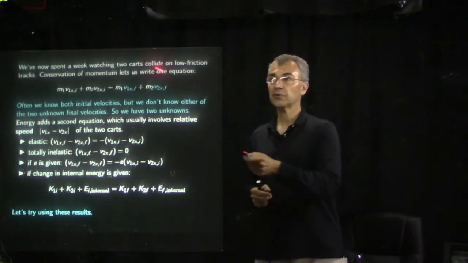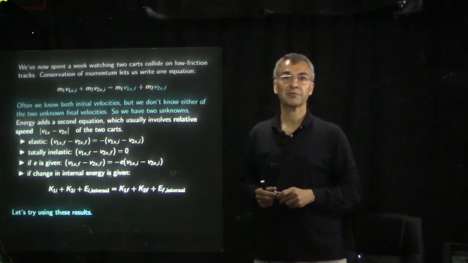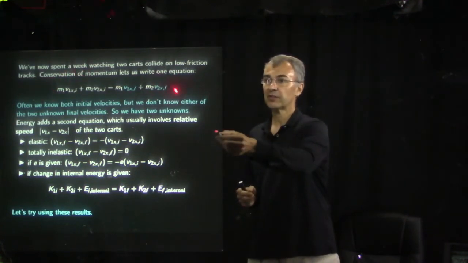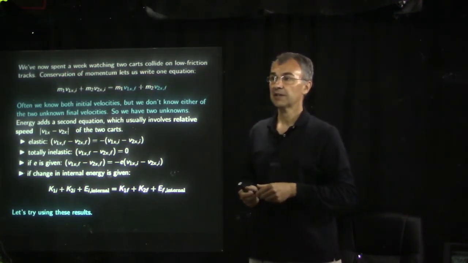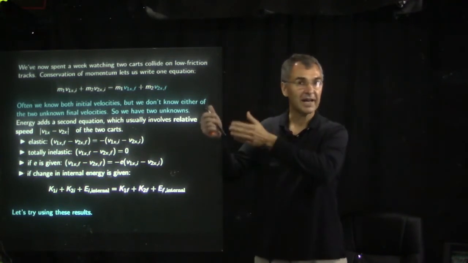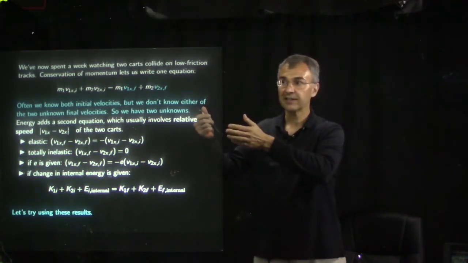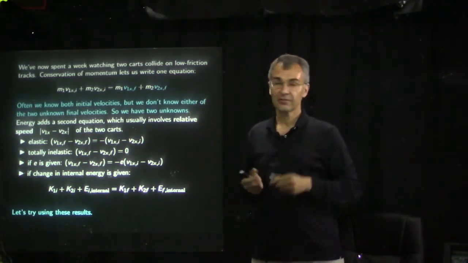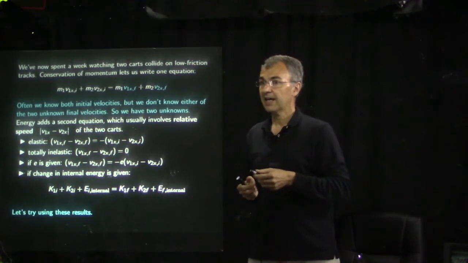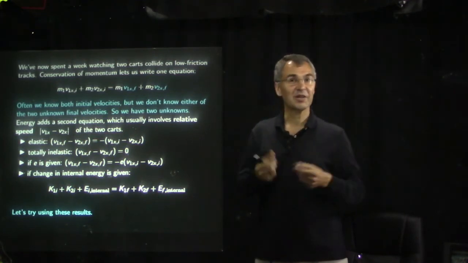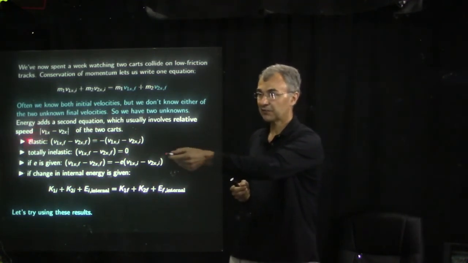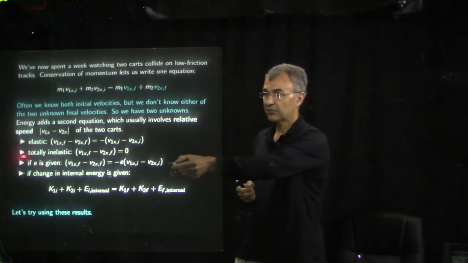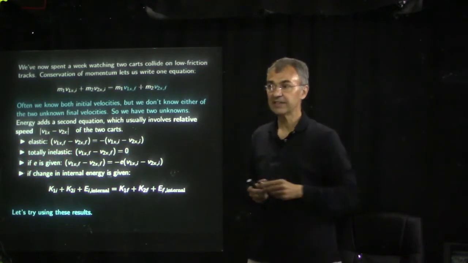So here's a page full of results from chapter 5 that we wrote down earlier. So we said momentum conservation lets us say basically mass times velocity added up for the two cars that collide, and that sum is the same in the initial state and the final state. That's if the system is isolated. But then we need a second equation to get our second unknown, and we have this equation if the collision is elastic. We have this equation if the collision is totally inelastic.